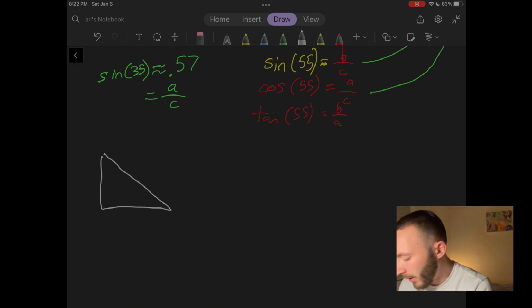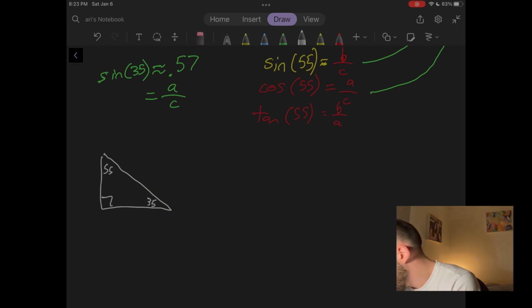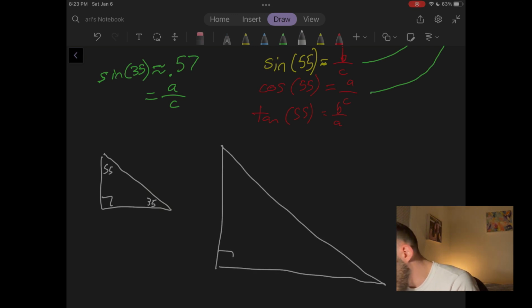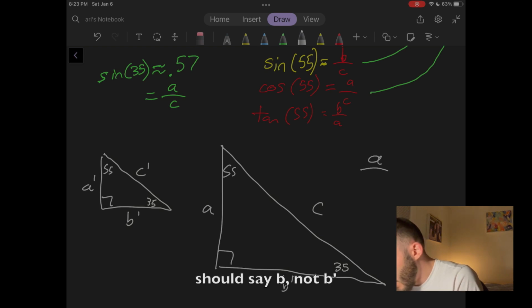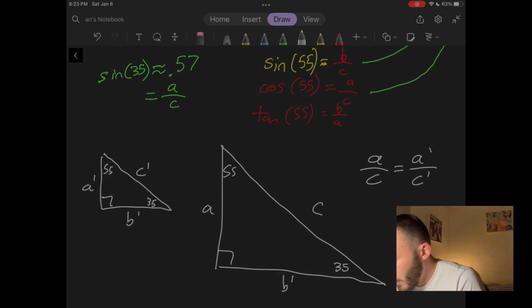So we could have one triangle like this, right, angle 35, 55. And now I'm going to kind of blow this up and say we have a much bigger one, a much bigger triangle with the same angles, A, C, let's just call this A prime and C prime, and this will be B prime, just for completion's sake. A over C is going to be equal to A prime over C prime, which is going to be equal to 0.57, or approximately 0.57.